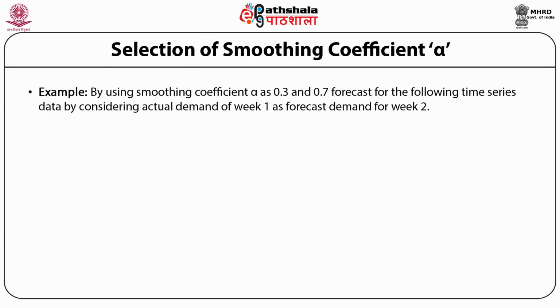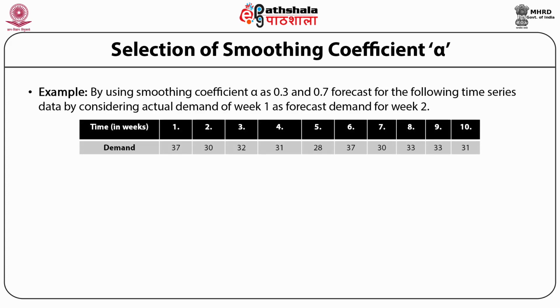The following illustration indicates the calculation or estimation of demand by using the exponential smoothing method. This illustration also indicates, by taking two values of smoothing coefficient, that is alpha, which alpha should be used by the manager in predicting demand. The example indicates the usage of smoothing coefficient alpha as 0.3 and 0.7 to forecast for the following time series data. The following table gives two things. Firstly, the time in weeks, and secondly, the actual demand for each week. For instance, 27 units was the actual demand in week 1, 30 units for week 2, and so on and so forth for 10 weeks.